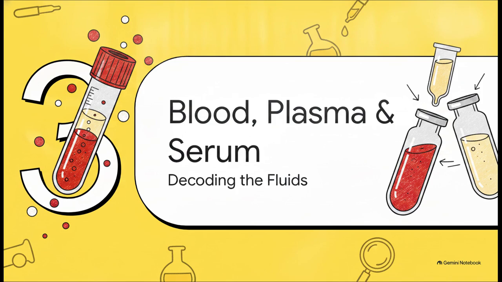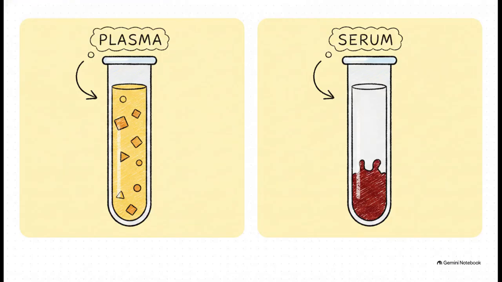Okay, Section 3, blood, plasma, and serum. Time to decode the fluids. Now, what we generally just call blood actually comes in distinct chemical states. If you take whole blood, which is your cells plus plasma, and put it in a tube that stops it from clotting, the liquid portion is called plasma. Now, plasma contains water, electrolytes, proteins, and this is crucial, clotting factors, including one called fibrinogen.